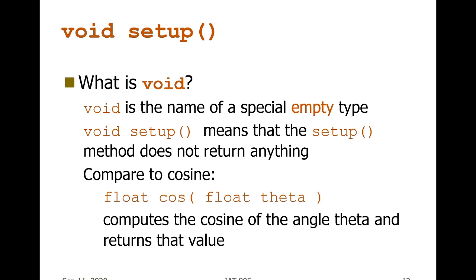Compare this to something like cosine, which I'm just giving you a basic sketch of here. You could imagine that the cosine function, abbreviated as cos in the math library of Java, returns a floating point value, a real number. It takes a single value theta, which is the angle in radians that you want to compute the cosine for. So cos computes the cosine of the angle theta and returns that value. For cosine, you need a float return type because it gives you a real number. Setup doesn't need to return anything, so that's why we've set it as the void return type, which is what the processing system specifies.